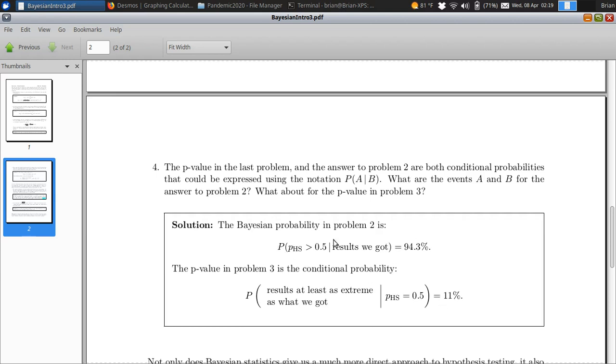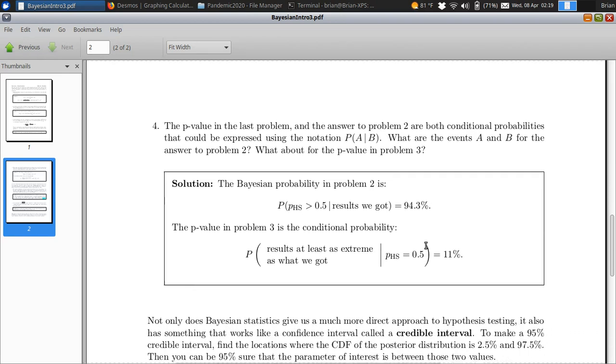I really like the interpretation of the Bayesian statistics better. It's way simpler. It's just 94.3% chance that the percentage we care about is over 50%. Nice, simple. So once you can get into Bayesian statistics, oftentimes the answers you get are much clearer.